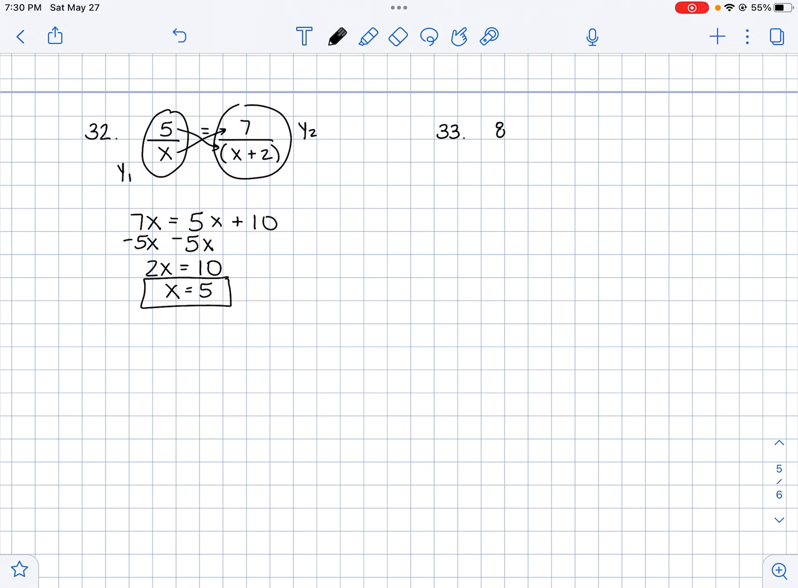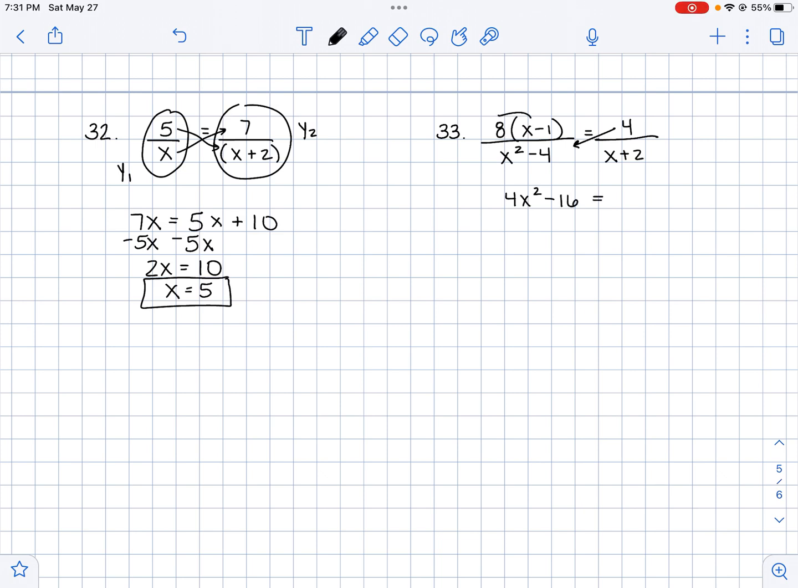Number 33, something similar, 8 times x minus 1 all over x squared minus 4 equals 4 over x plus 2. So this one is more complicated. Again, you're welcome to cross multiply and solve them and see what happens, or you can graph them. The process doesn't matter. Let's see what happens if we cross multiply.